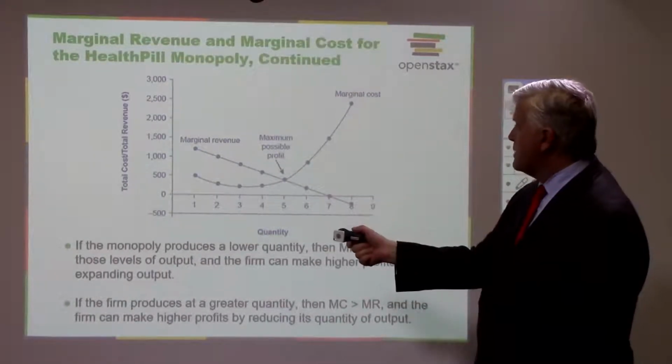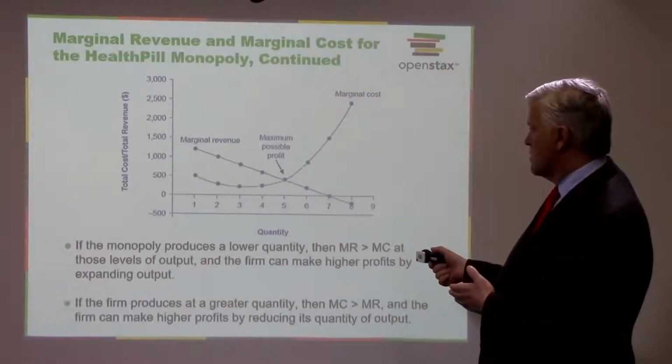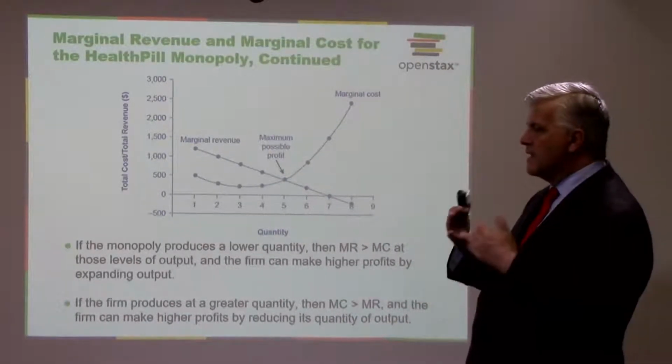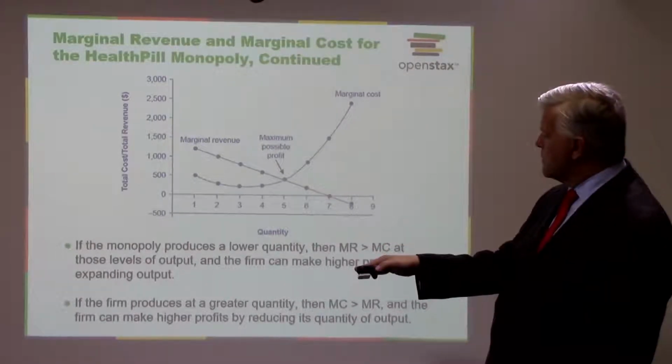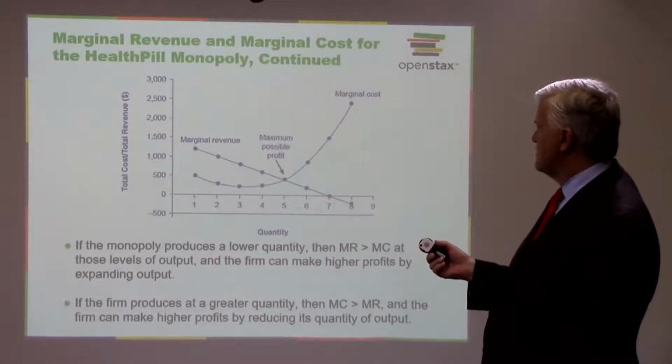All right, if the monopoly produces at a lower quantity, as I mentioned, marginal revenue is greater than marginal cost. So it's giving up something, it's leaving money on the table. If the firm produces greater than that, marginal costs begin to outstrip marginal revenue.